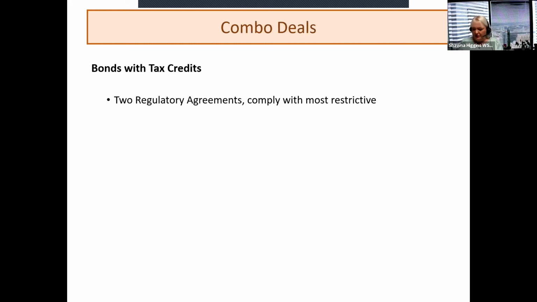So with the bond and tax credit, you're going to have 2 regulatory agreements. You're going to have the bond regulatory agreement, and you're also going to have the tax credit regulatory agreement. They could have different set-asides. Usually like the 40 at 60, that would be the same with both, but there could be state set-asides on there that are different. So you're going to comply with the most restrictive over both of those.